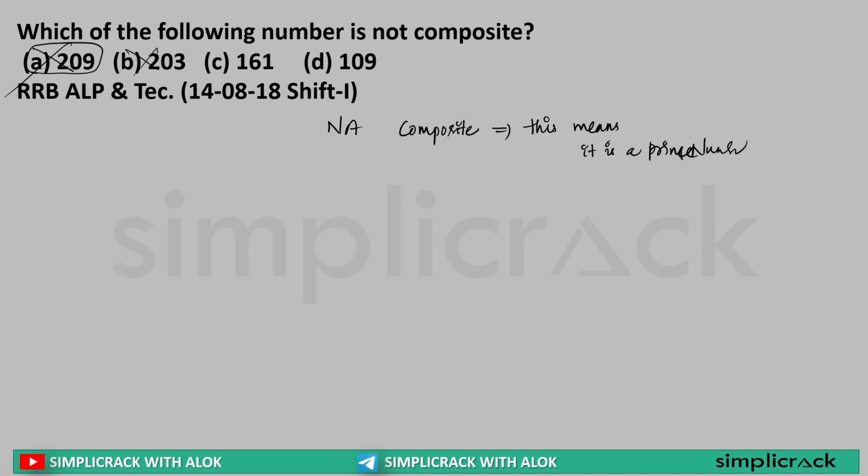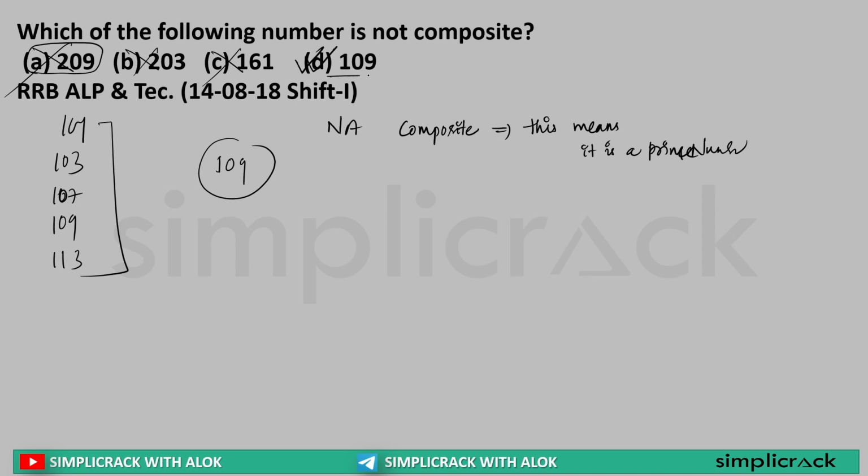Sir, what is remaining? Sir, 161 is remaining, sorry, my bad. 161 can be further factorized. So this is not a prime number. What is remaining, sir? 109. Sir, 109 is the prime number. We know it. Because the prime numbers you should know after 100 are 101, 103, 107, 109, 113. So you can remember this. So these are what? Prime numbers. So sir, here, which is not a composite number? 109. This is how we can solve a question.